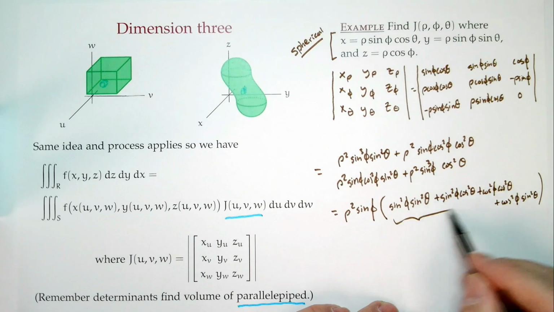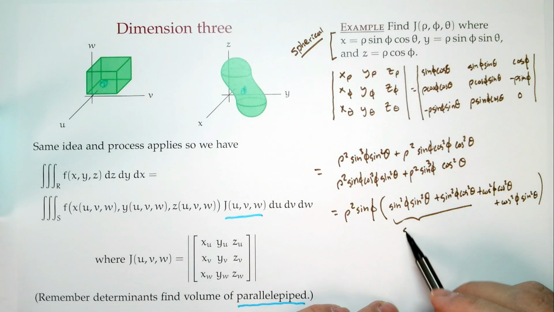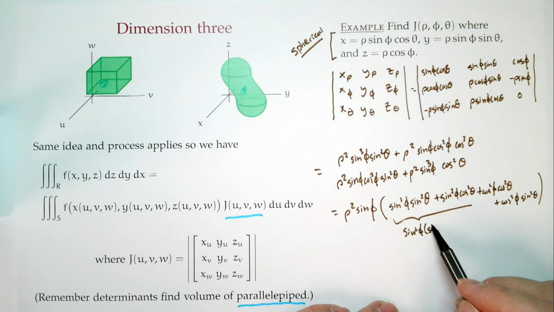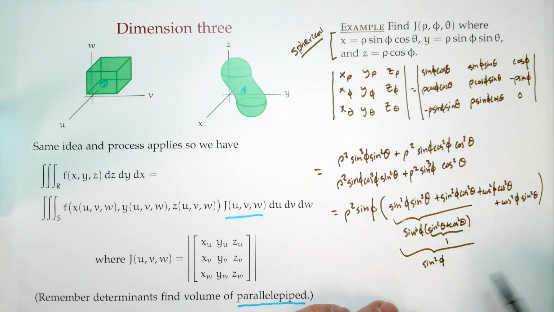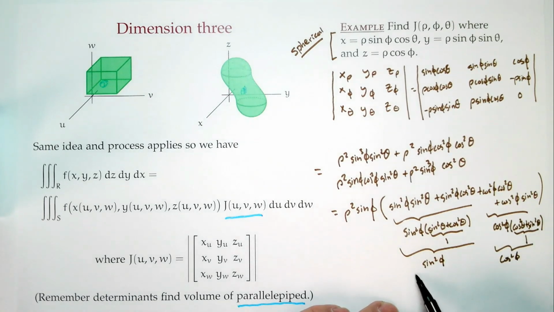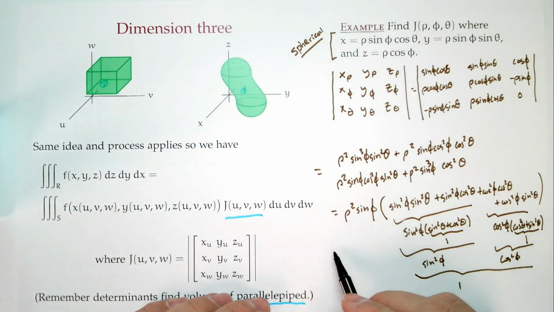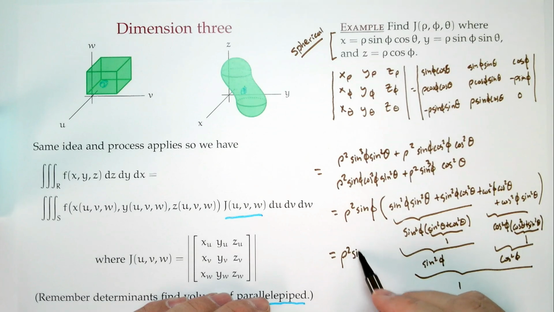Now, if you look at the first two terms here, you can pull out a sine squared phi. Then you get sine squared theta plus cosine squared theta. But this is 1. So the first two terms are sine squared phi. From the next two terms, you can pull out a cosine squared phi. And you're left with cosine squared theta plus sine squared theta. But that's 1. So this becomes cosine squared phi. But sine squared plus cosine squared for phi is 1. Which means what's left is rho squared sine of phi.